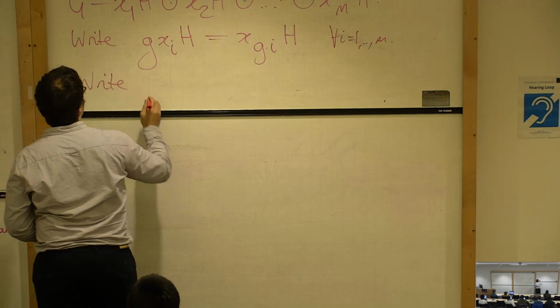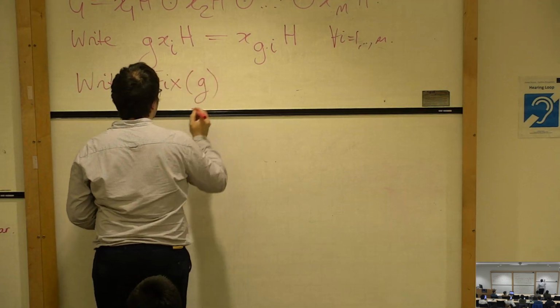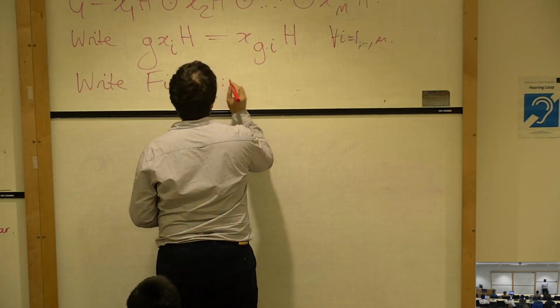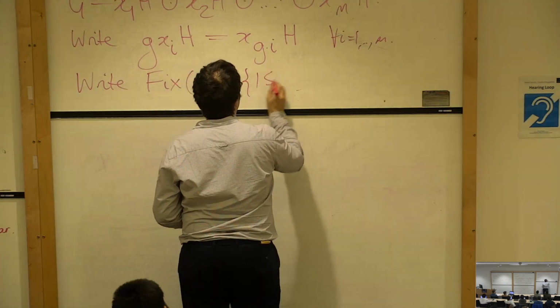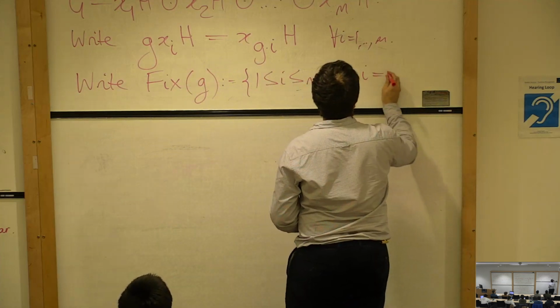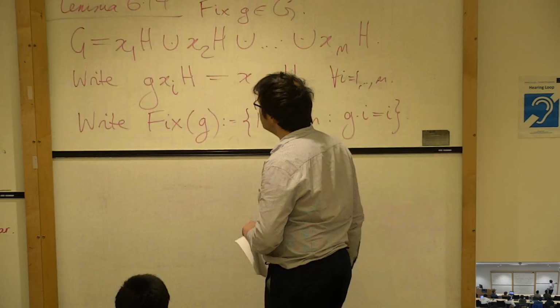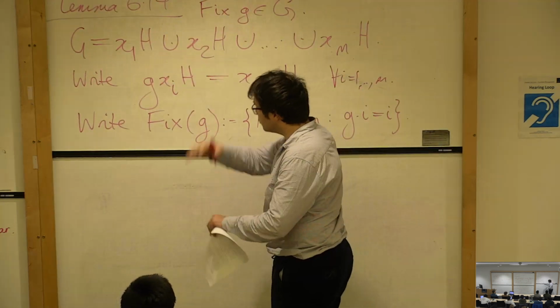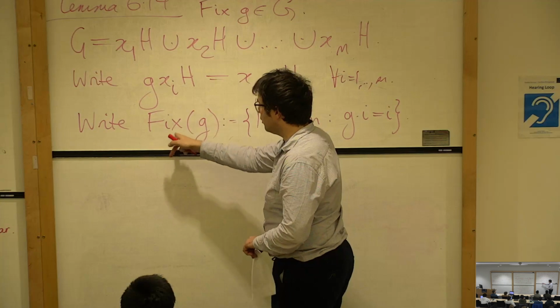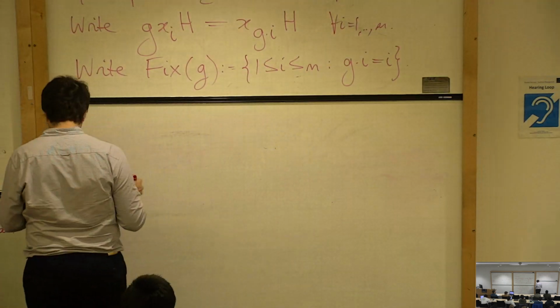So I'm interested only in those numbers i where little g is fixing i. So it will turn out that the trace of the action of little g on the induced representation only depends on this set.